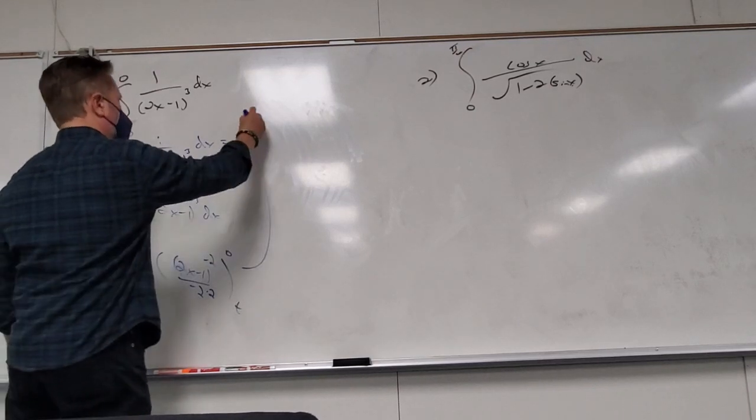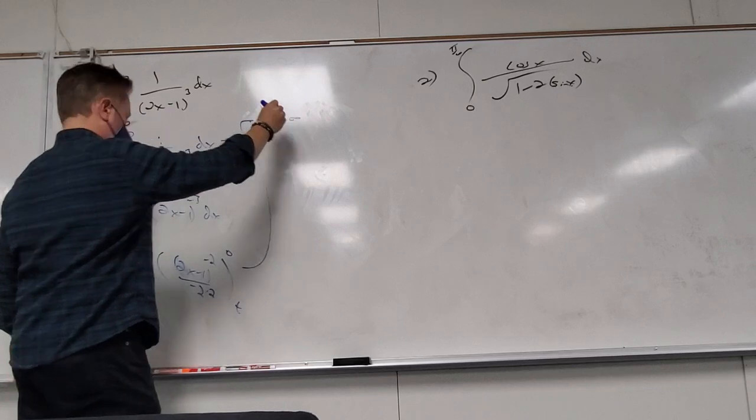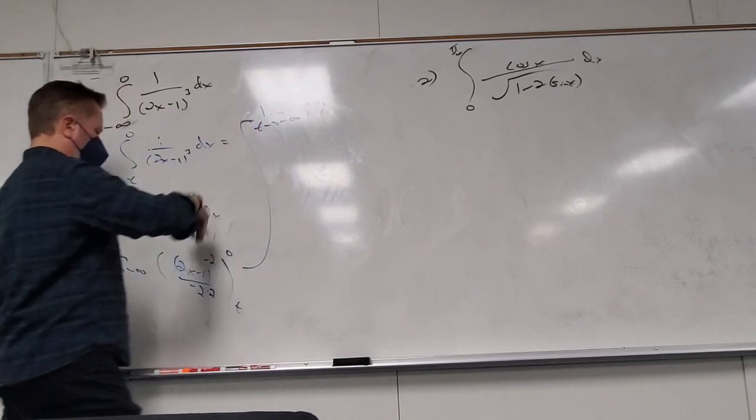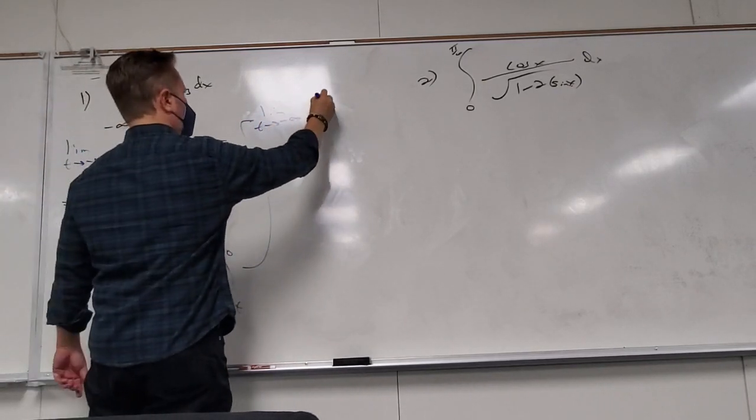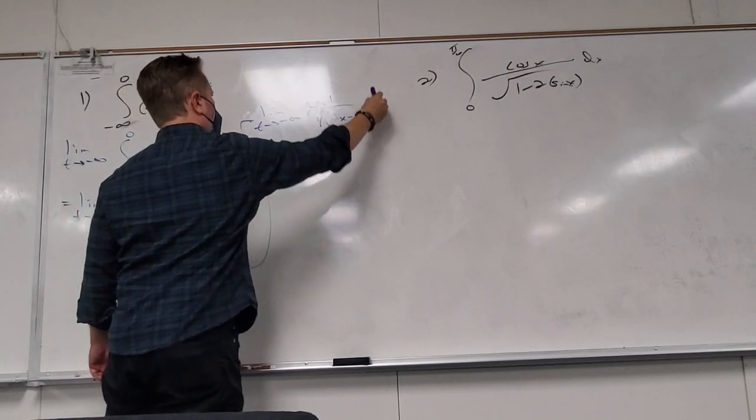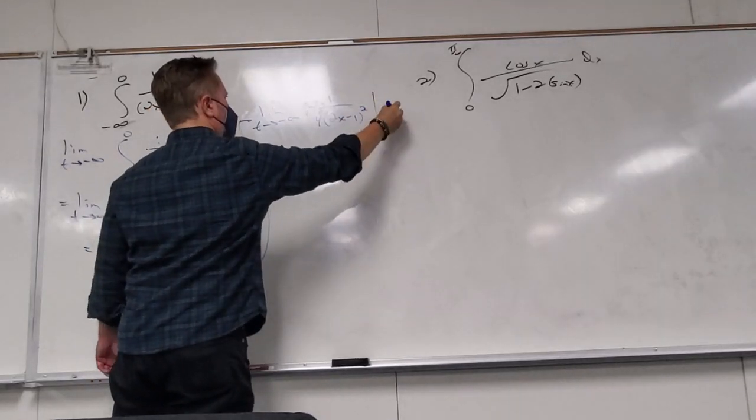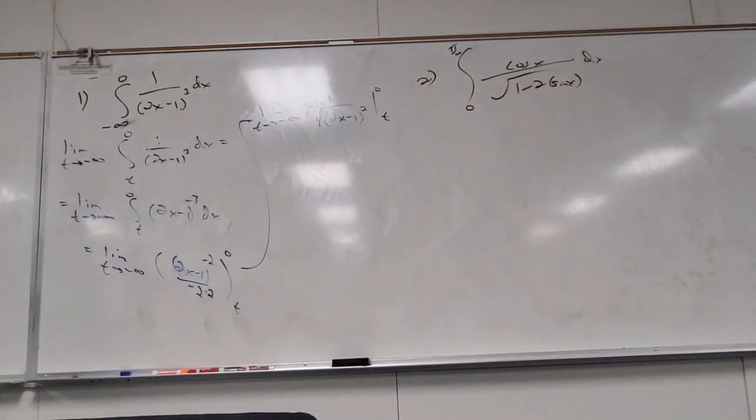So then I get, let's clean this up a little bit, negative 1/4 times 2x minus 1 squared, from t to 0. Okay, let me stop for a minute.